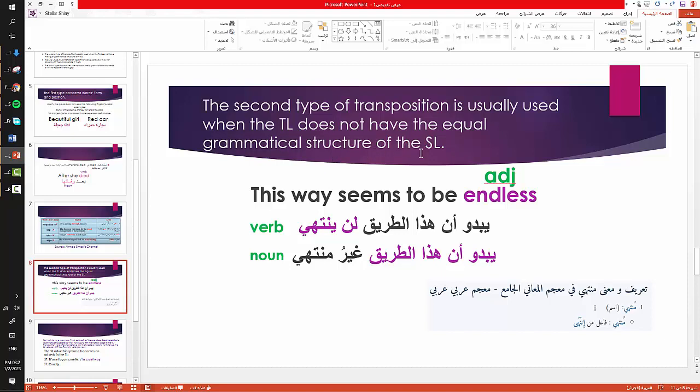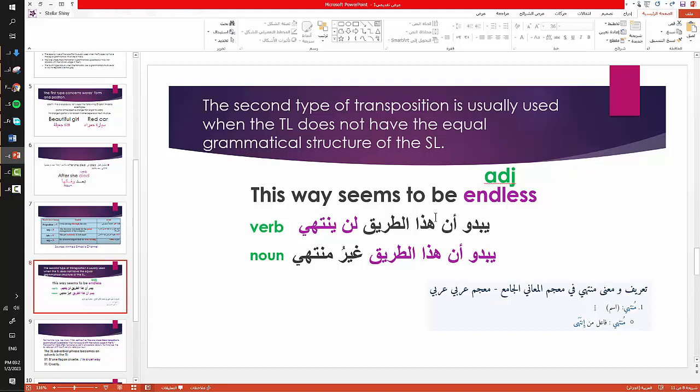The second type of transposition is usually used when the target language does not have the equal grammatical structure of the source language. Like here, this way seemed to be endless. Endless here is an adjective in English. But when we want to translate it in Arabic, we don't have an equivalent word in the same grammatical form. So we have to change the form.